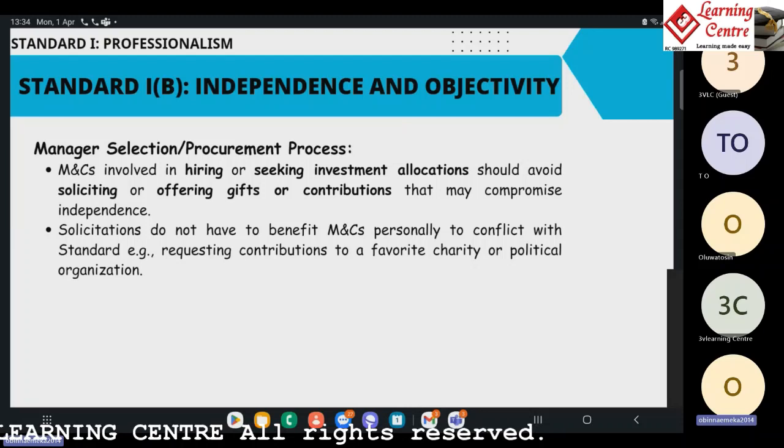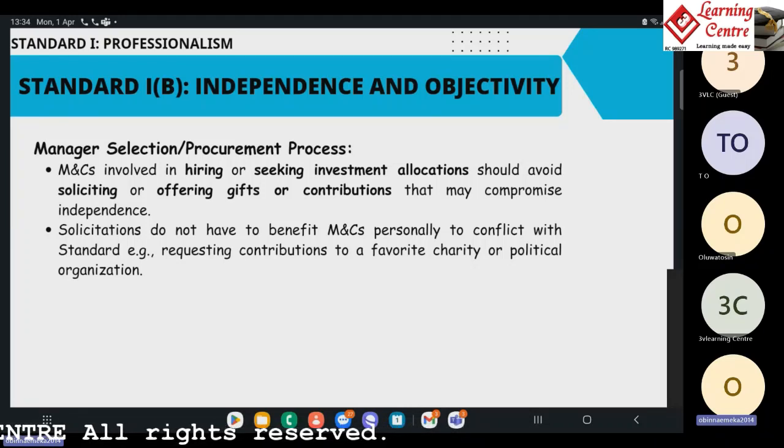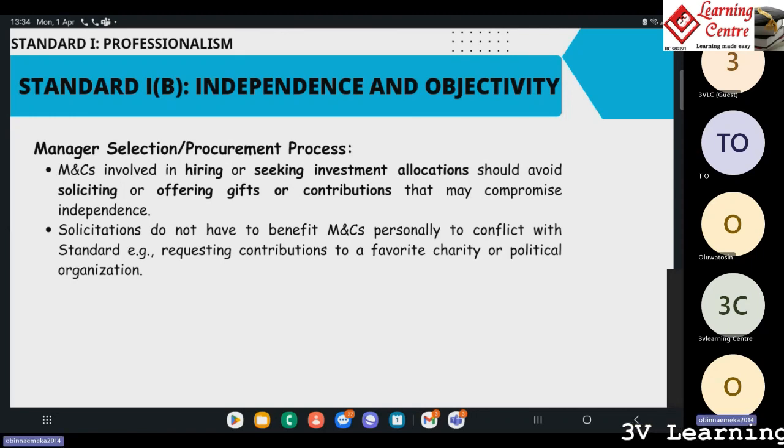All right. Okay, so members, let's talk about manager selection and procurement processes. If you're a hiring manager or you are seeking investment allocation, this standard says that hiring managers are not to solicit any gifts. If you are seeking investment allocation, you are not meant to offer gifts.